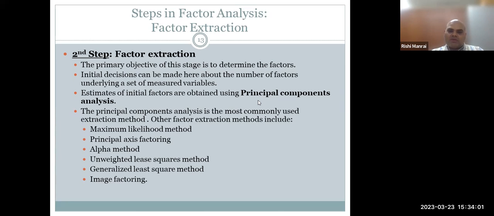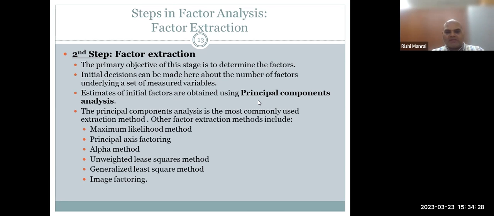Initial decisions can be made here about the number of factors underlying a set of measured variables. So we will use a scree plot and other methods to understand how many total factors we require or want to make, and using the principal component analysis method, we will estimate those initial factors.